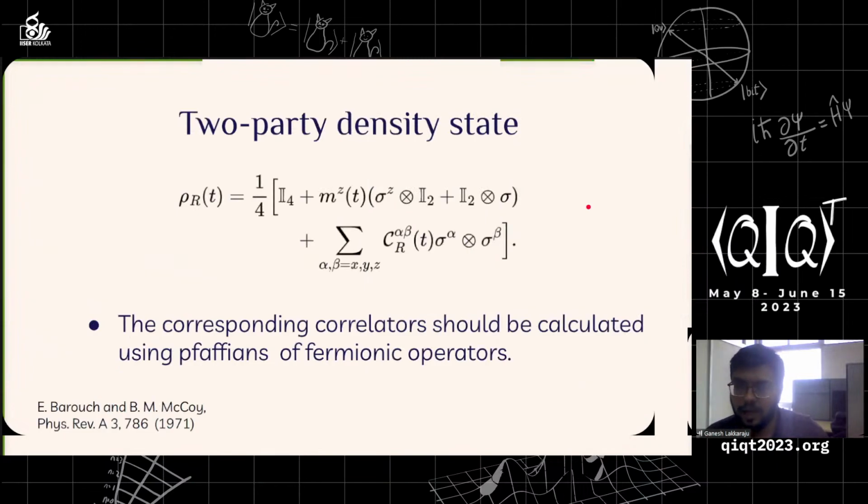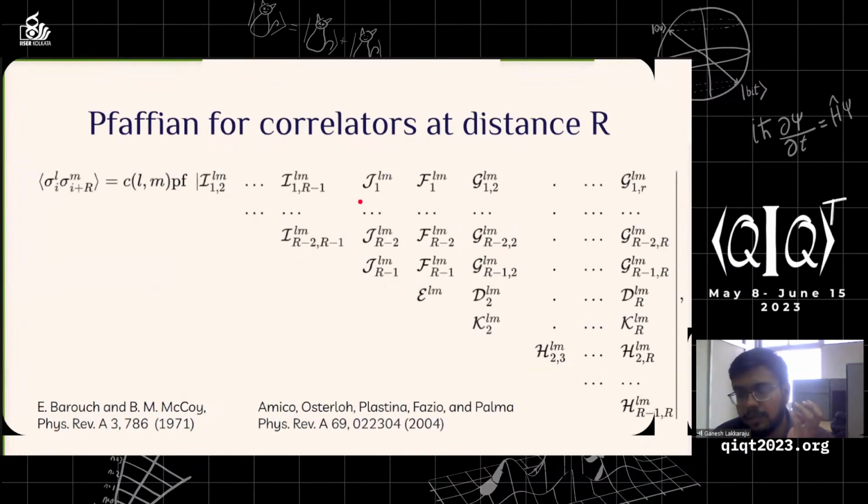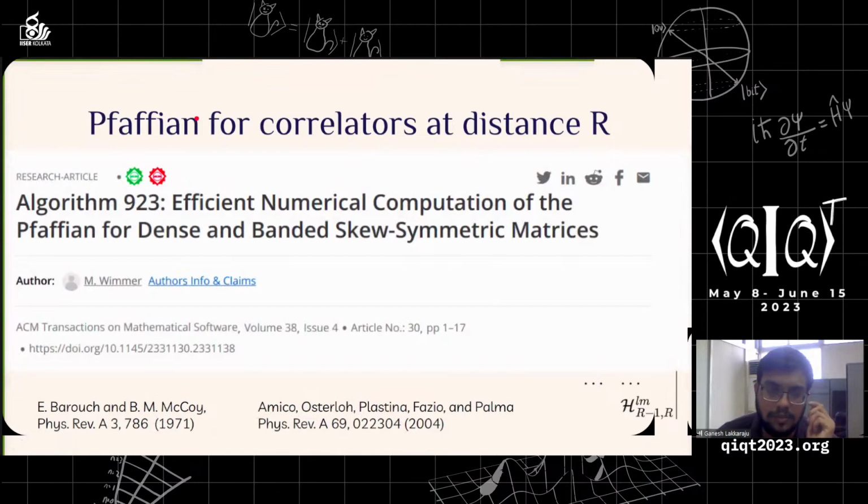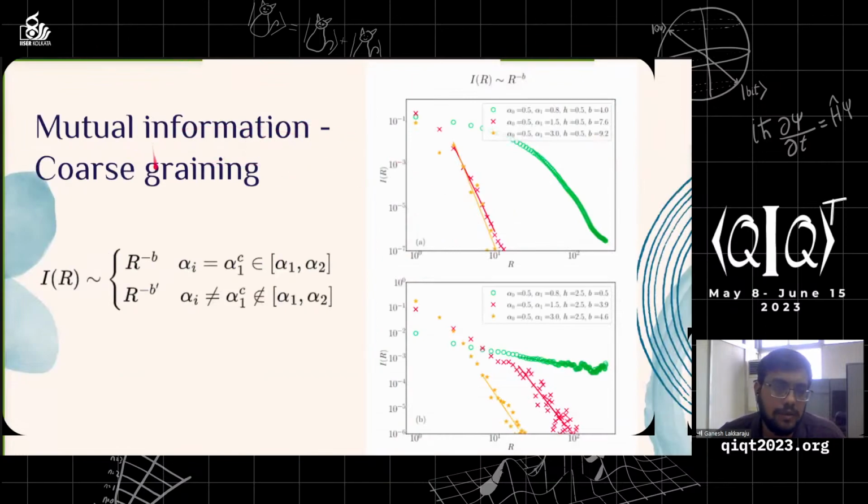I'll just quickly show that we calculate the two-party density matrix, this time with respect to time, and it becomes even harder to calculate these elements, because in statics it was just this block, but in dynamics there are many more terms, and we have to deploy something called a Pfaffian. Thankfully, there is an algorithm prescribed by Michael Wimmer from TU Delft, who has shown that these Pfaffians can be calculated quite easily.